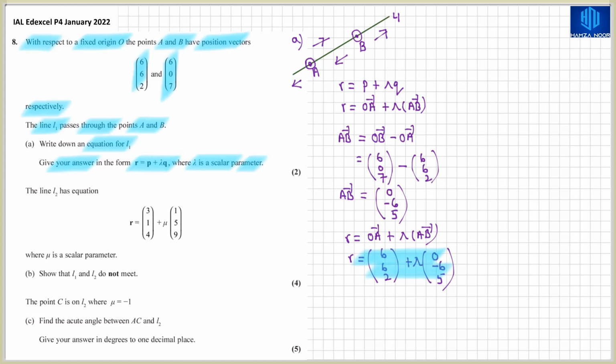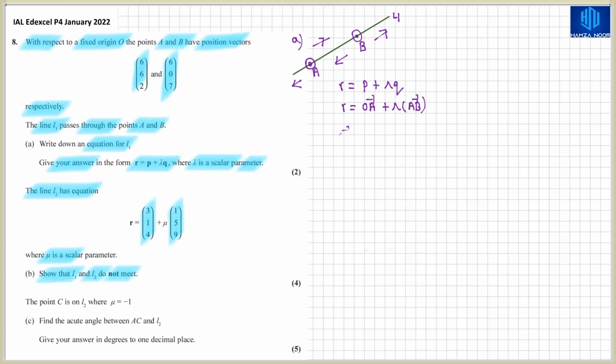Here we have some information before part B, that the line L2 has equation r = (3, 1, 4) + μ(1, 5, 9), where μ is a scalar parameter. The requirement of part B is to show that L1 and L2 do not meet. So here I'm going to erase the working of part A so I can solve part B on the same page. We need to show that L1 and L2 do not meet.